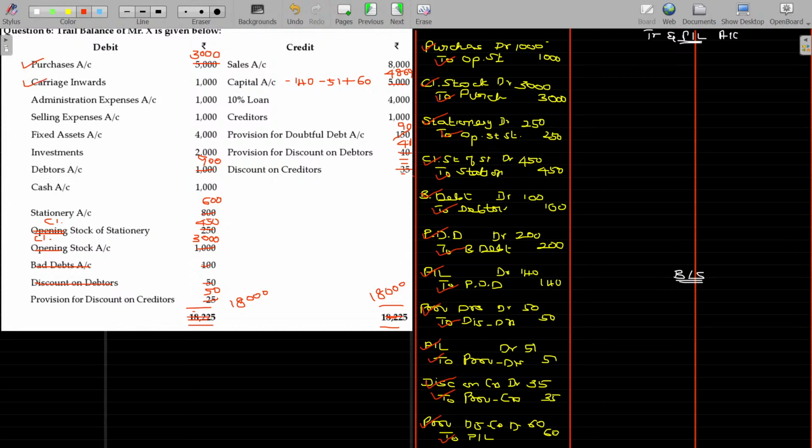Purchases, carriage in. These two will be what? Items debited to the trading account. So the entry being purchases account debit, purchases should be in the debit side, value is 3000. Carriage in, the value being 1000.